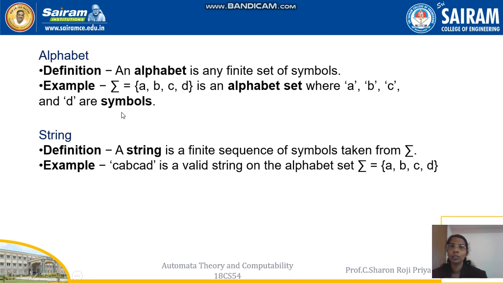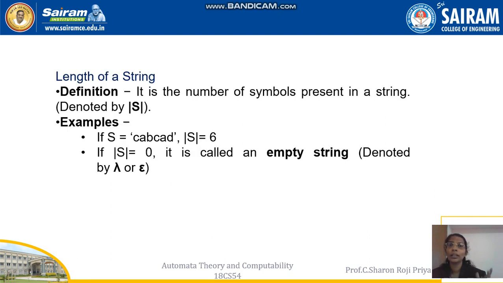What is a string? I can coin the symbols from my alphabet to get a string. So a string is a finite sequence of symbols taken from sigma, a word or string. Then what is the length of the string? The number of characters in my string is known as its length. The notation for length is the modulus symbol. And the empty string I can denote using lambda or epsilon. Mostly I'll follow epsilon.